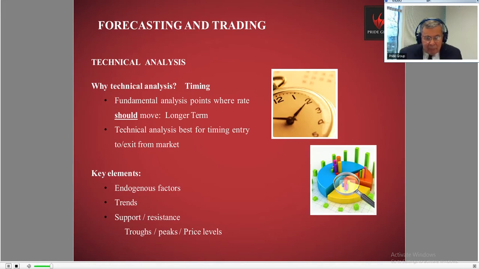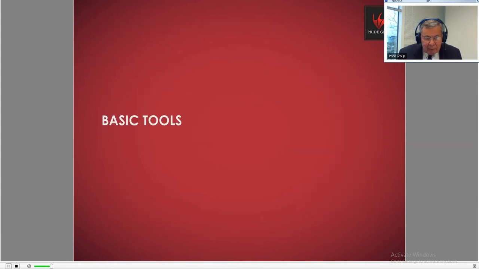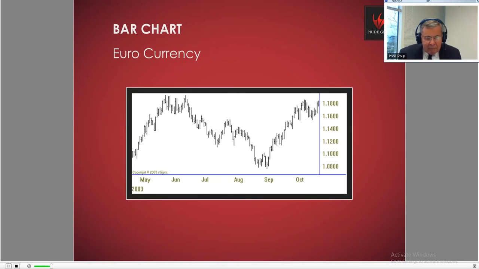Okay, let's look at some basic tools of technical analysis. The most basic tool that we use in technical analysis is the bar chart. A bar chart is a very unique chart because it shows the entire price movement over a period of time, in one vertical bar. It could be a day, or an hour, or as little as a minute.